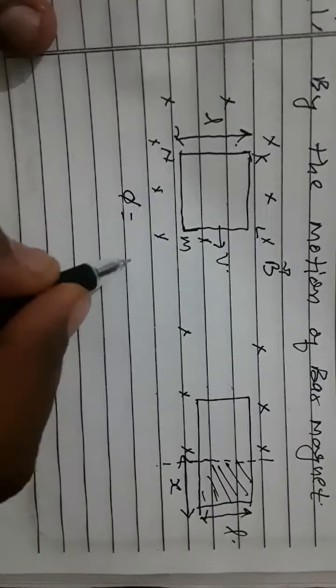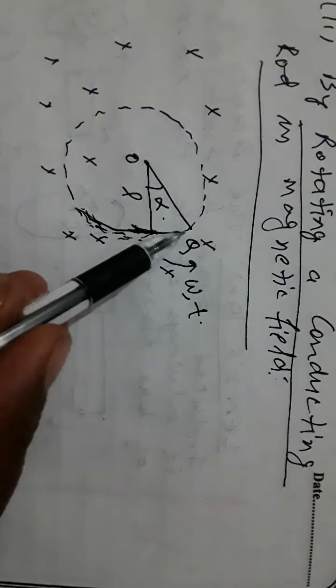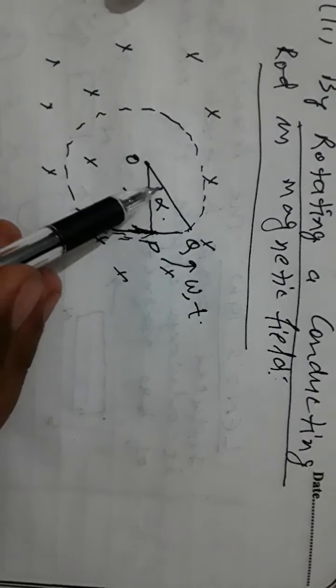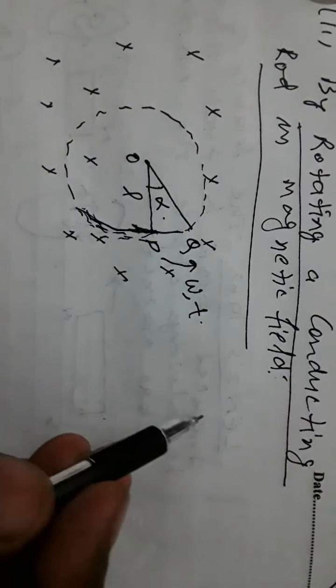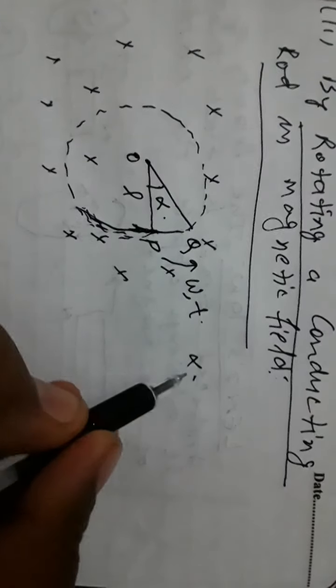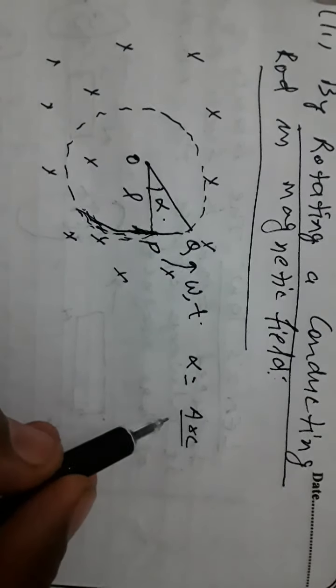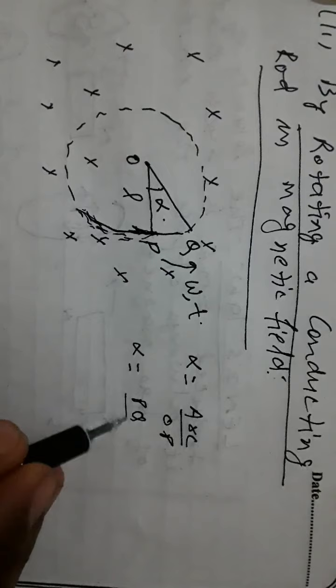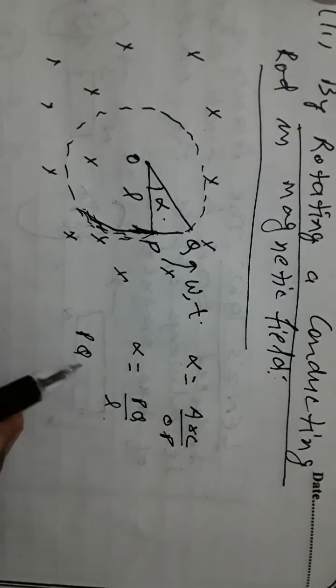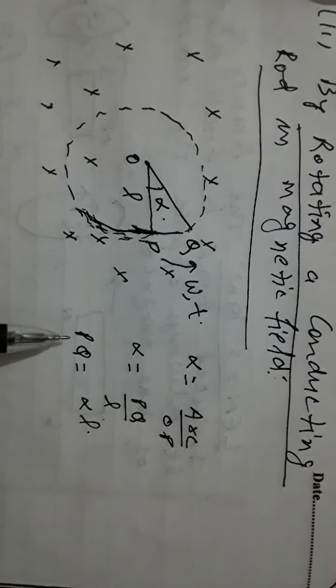The second method is by rotating a conducting rod in a magnetic field. Let a conducting rod of length L be rotating in a magnetic field. In a time t, the conducting rod makes an arc PQ. It makes an angle alpha at the center. Omega is the angular velocity. We know angle theta is equal to arc upon radius. So alpha is equal to PQ upon L, so PQ is equal to alpha into L. This is arc PQ.